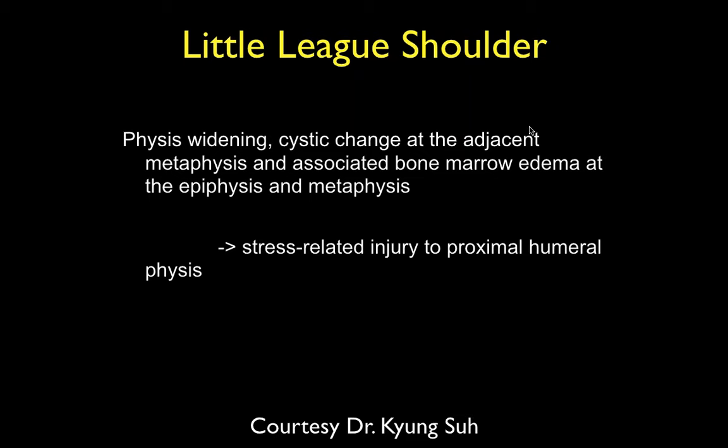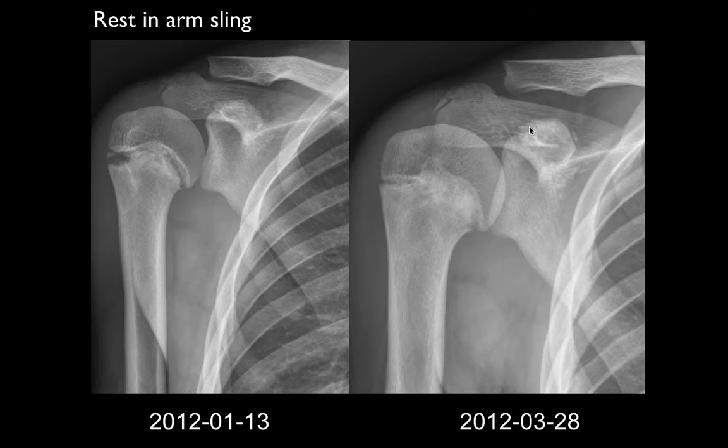So we have Little League shoulders, which is chronic repetitive stress. Here's a patient. This is on January 13th, 2012. This is now 2.5 months later, and you can see that there's already a lot of healing response beginning here. One of the problems when you have injuries to the growth plates like this, that we know from other areas, is sometimes you can get bony bridging of the growth plate, and then you can get growth disturbances because it doesn't grow normally. And I think we can see some bony bridging in this particular case.